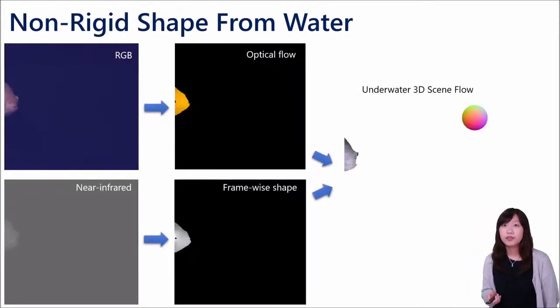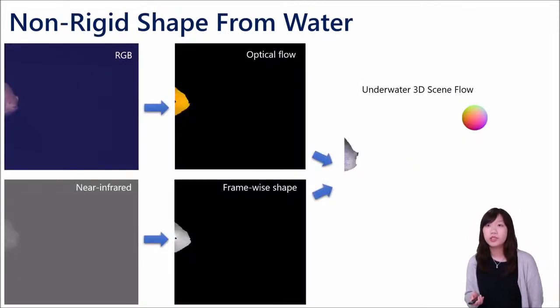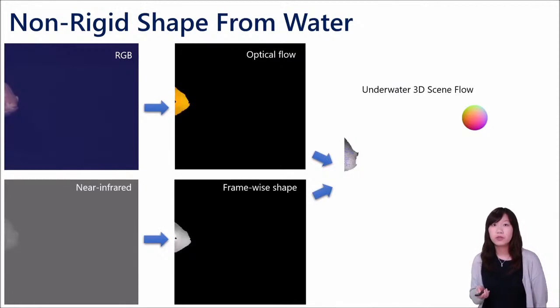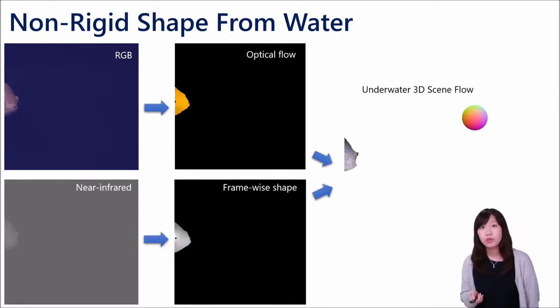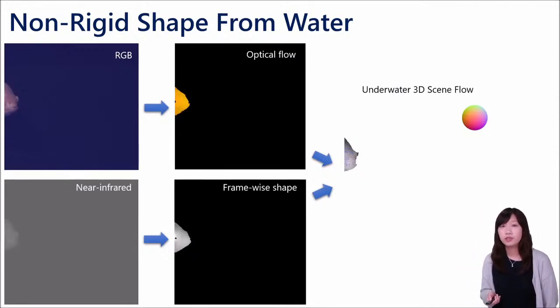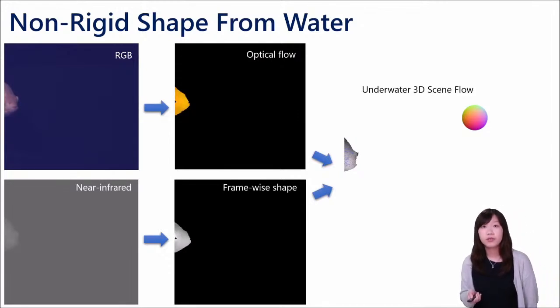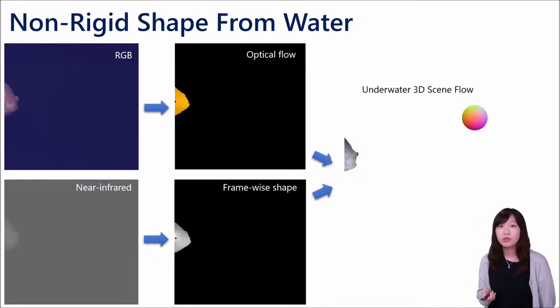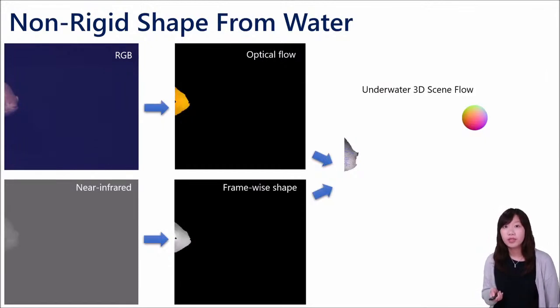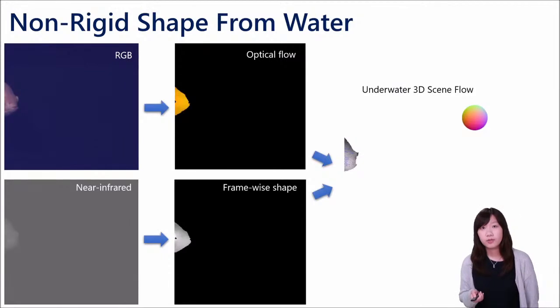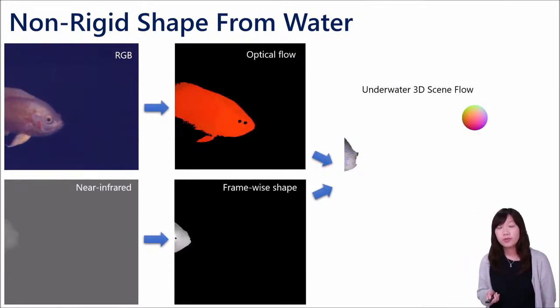To recover the holistic shape of a non-rigid object dynamically moving in water, we recover dense underwater 3D scene flow and use it to integrate per frame reconstructions. We assume that 2D optical flow across frames can be computed using a regular 2D optical flow method of choice. For robust optical flow estimation, we capture RGB data.